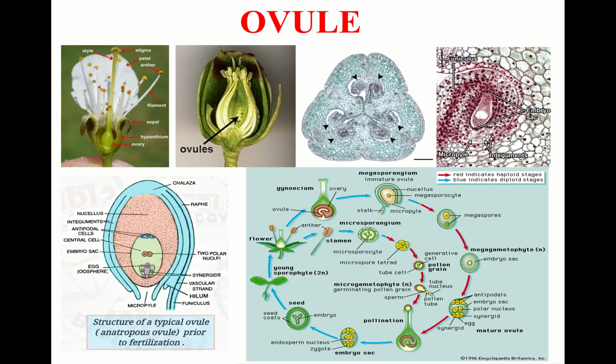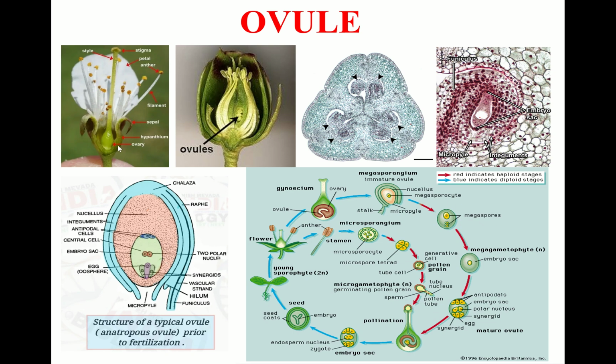Hello everyone, in this lecture we're going to learn about ovule and its structure and different types of ovule. This is a flower, and if you bisect the flower, you can see this structure, this whole thing is called as gynoecium or pistil. It consists of ovary. This long elongated tube-like structure is called as style, and the sticky portion is called as the stigma.